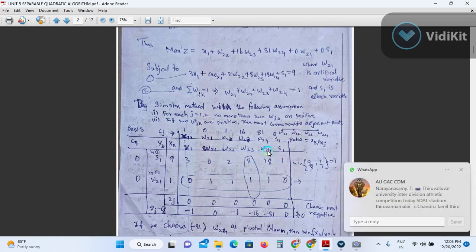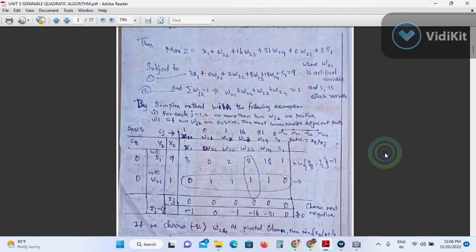In other words, W24 is the entering variable, and S1 is the outgoing variable, the leaving variable, right? But according to the assumption, if W24 is entering and S1 is outgoing, in this case W24 is not adjacent to W21, right? So W24 is not adjacent to W21. If W24 is entering, then it is not adjacent to W21, so it violates our assumption that the WJK should be adjacent points, right?